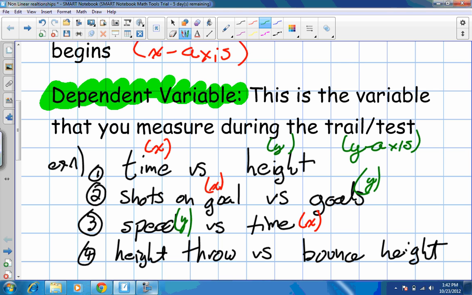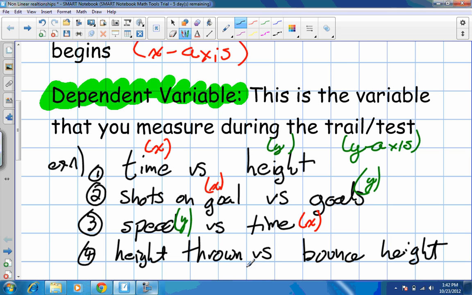Just imagine you're driving a car, right? Maybe we speed up as more time passes because our foot has the pedal to the ground, or maybe we're putting our foot on the brake and we're slowing down as time passes. But time being independent on the x-axis, speed on the y-axis. And finally, height thrown versus bounce height. So maybe we throw a ball from somewhere.